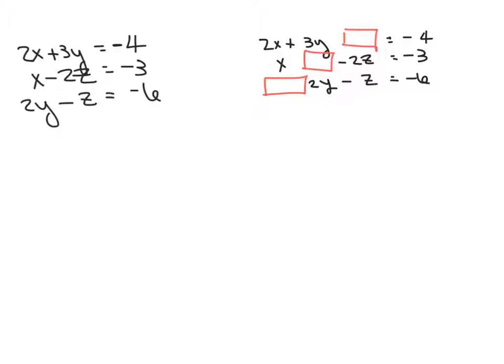Now the book, when they did theirs, what did they do? They're choosing to eliminate x. Okay, it doesn't matter at all. But if you're following along with the book, let's just do it the way they do it. So they're going to use this equation and this equation so that they can get rid of the x's.